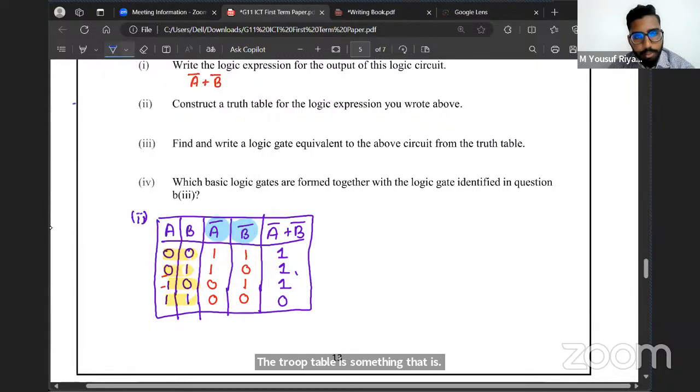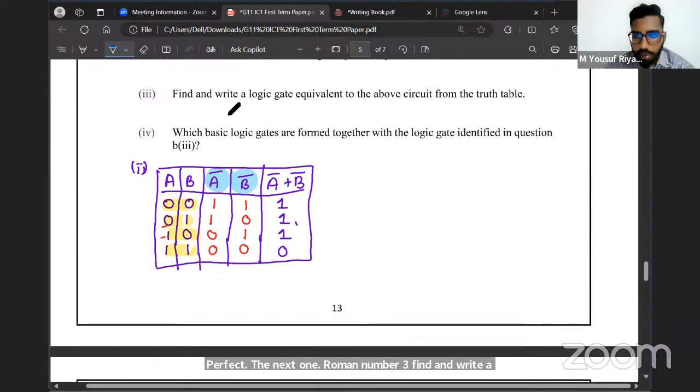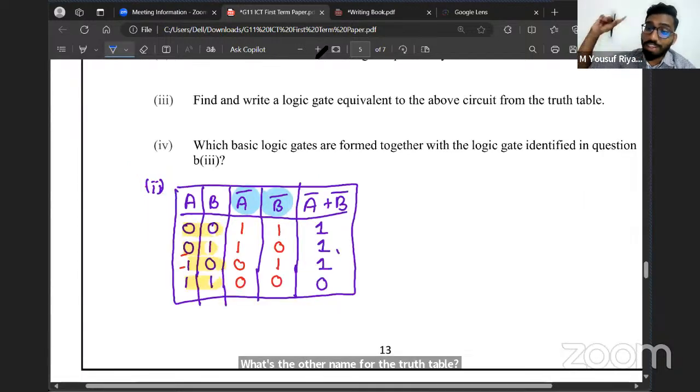Perfect. The next one, Roman number 3. Find and write a logic gate equivalent to the above circuit from the truth table. Right. Tell me, what's the other name for the truth table? Truth table has only one name. Dry run is what we use in, not in logic gates. Dry run is what we use in programming. That's completely different.